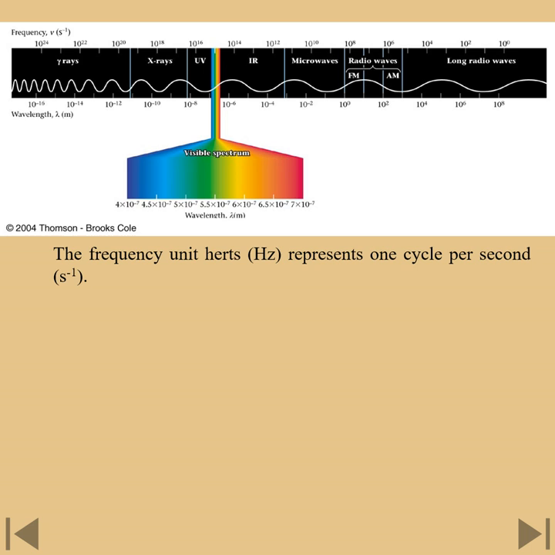Okay, I did mention that frequency was the number of waves that would go by in a given amount of time, and so they have units of reciprocal time, so reciprocal seconds. And by the way, the unit of hertz is a reciprocal second. So in our example, if we have a frequency of 100 million reciprocal seconds, that means we have a frequency of 100 million hertz.